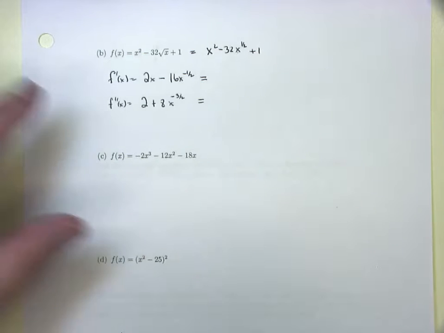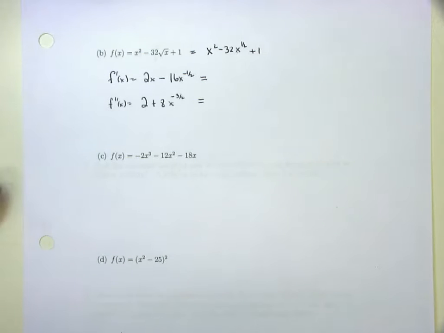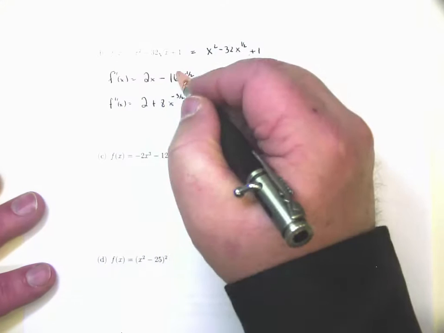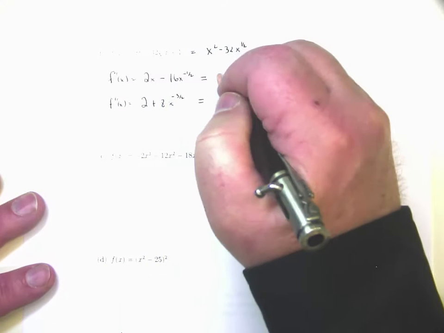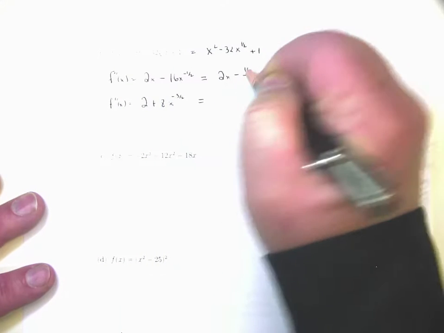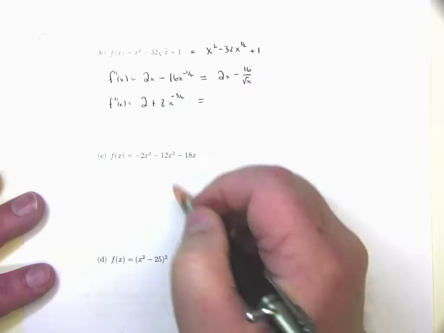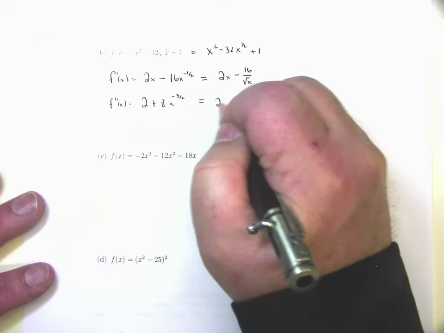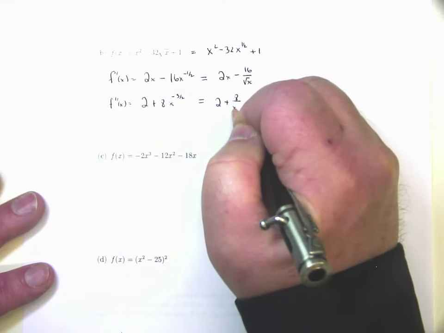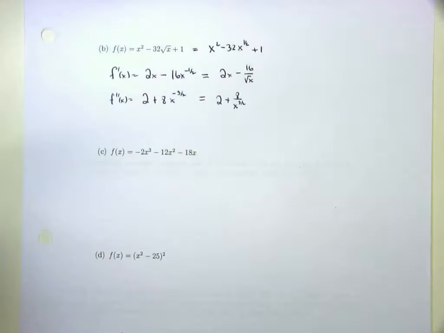So negative exponents go where? To the bottom. This is an individual little term, so it's going to go to the bottom of that term. So this will be 2x minus 16 over, and a half power is the square root of x. And my second derivative is going to be 2 plus 8 divided by x to the positive 3/2. So it just goes to the denominator. That's cleaned up. Does that make sense?